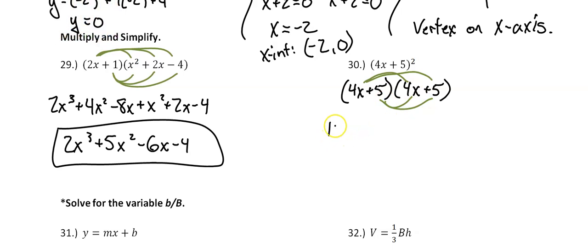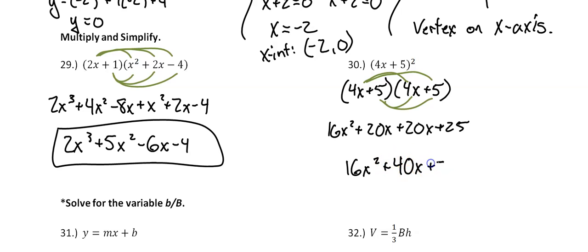So when I distribute the 4x, that's 16x squared plus 20x. When I distribute the 5, that's plus 20x and plus 25. And then combine like terms: 16x squared plus 40x plus 25. And that's it.